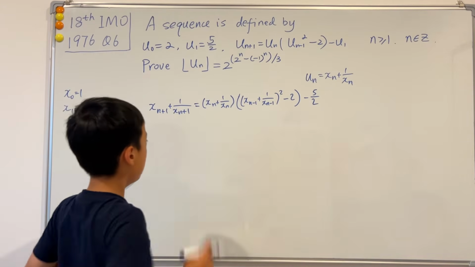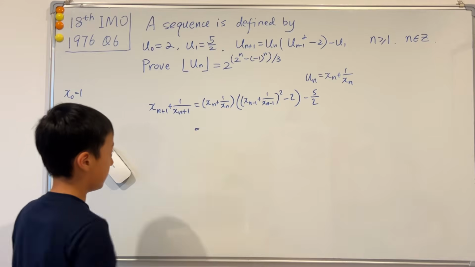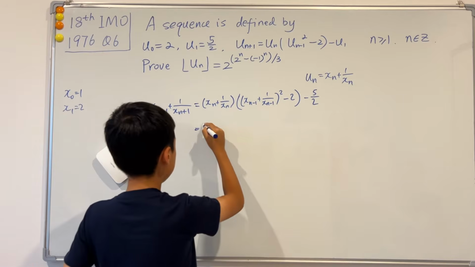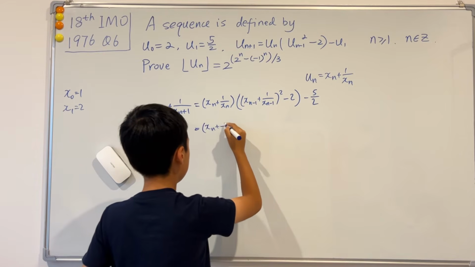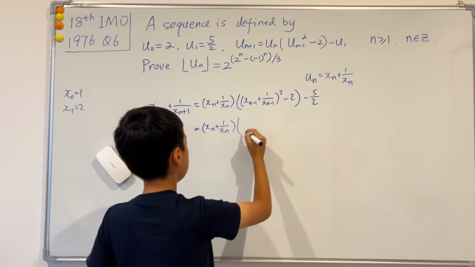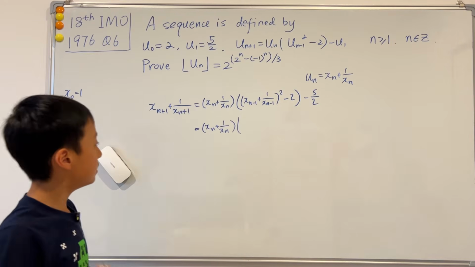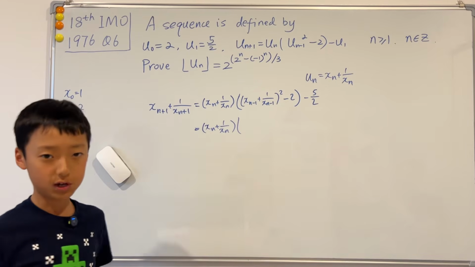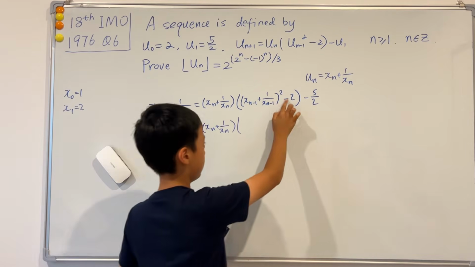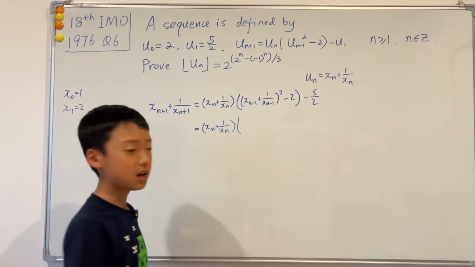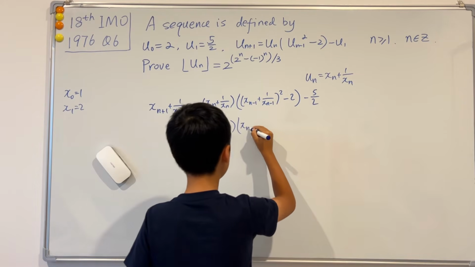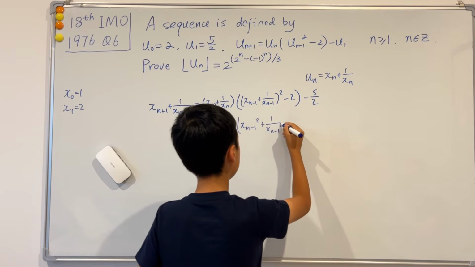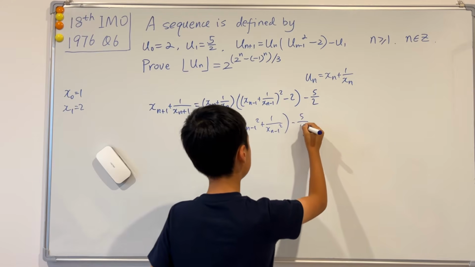Okay, so now that we have this, I'm going to leave the left-hand side and work with the right-hand side. So I'm first going to leave the first term, xn plus 1 over xn. But for this, if we unpack, then we see that the middle term for this square, which is 2 times 1, which is 2, will cancel out with this. So the only terms remaining will be the first term squared plus the second term squared, and then minus 5 over 2.